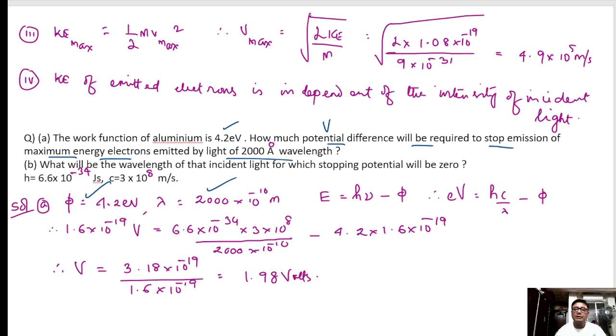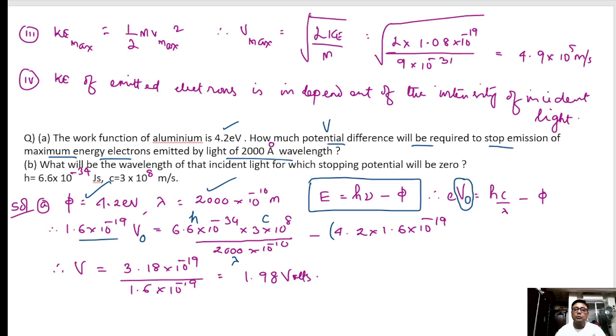So this is Einstein's photoelectric equation: E equal to e into V0. This is the potential we need to stop. So V naught is what we have to find, because we have to stop the electrons from getting ejected. So e into V naught equals hc by lambda minus phi naught.